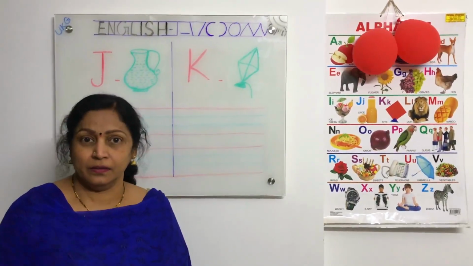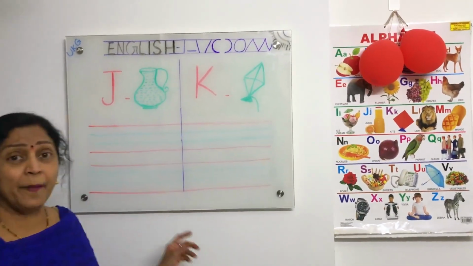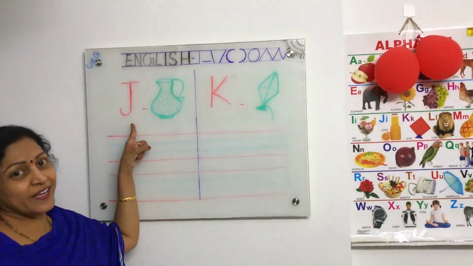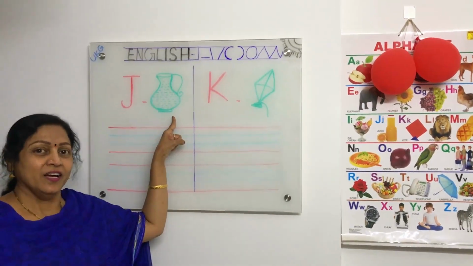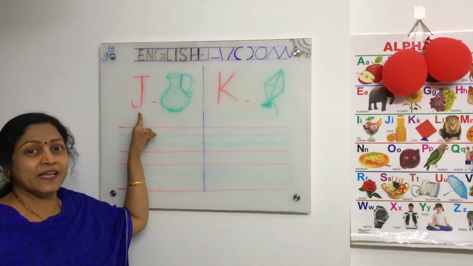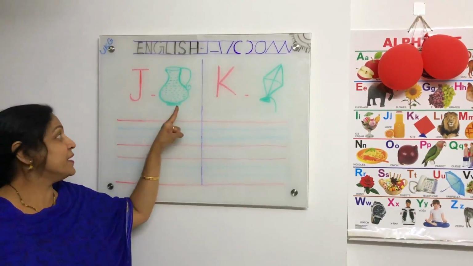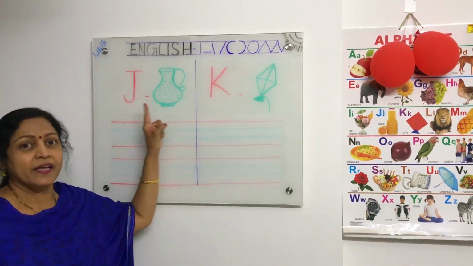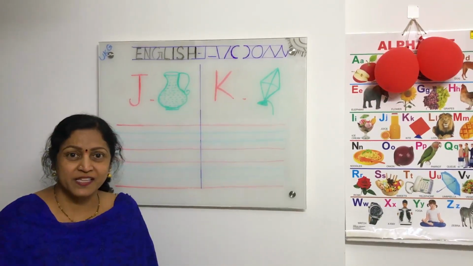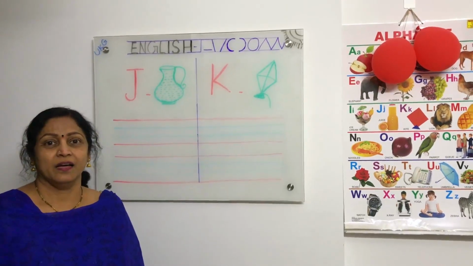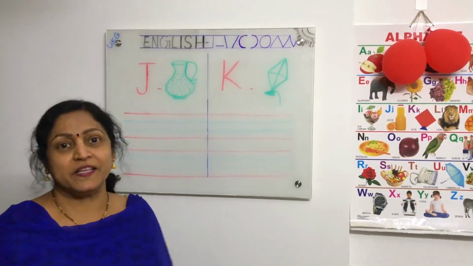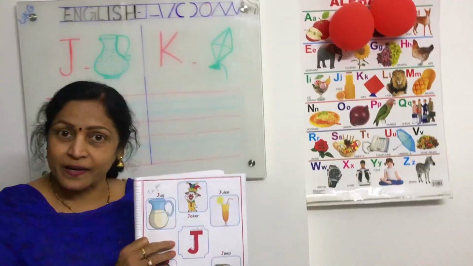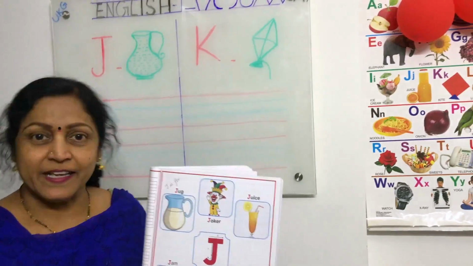Okay, children. Now we will learn capital letter J. Okay, children. What is this? This is jug. What? This is capital letter J. J for jug. J for jug. What is the sound of J, children? J. J. What is the sound of J? J. Now I will show you some pictures in the book for the letter J.